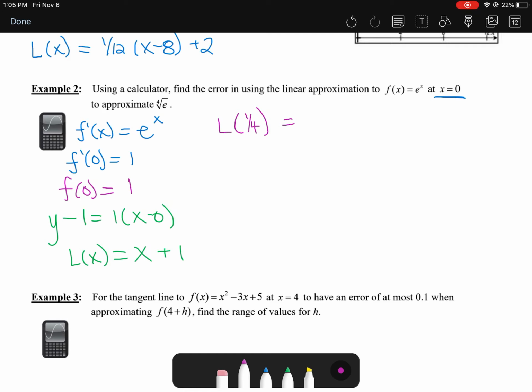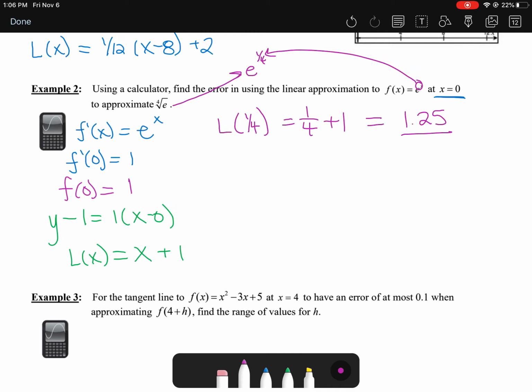Okay, so let's think about that. If you're not sure, remember e to the fourth root of e is e to the 1/4. So x is 1/4, in case you're wondering where that came from. So plugging it in, I get 1/4 plus 1, which gives me 1.25. Okay, so I have my approximation.